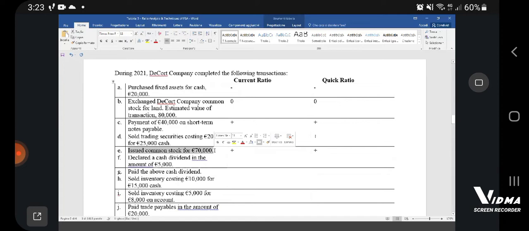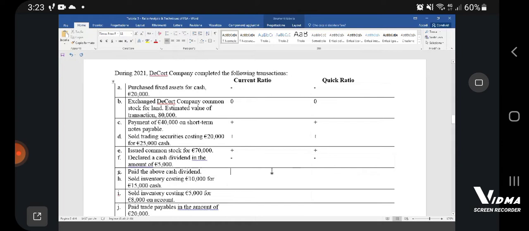Declare the cash dividend. When we declare the cash dividend, remember, declaring the dividend does not mean that we are paying that. But if we declare the dividend, we assume a liability. That means that we will show the liability of payable dividends under the current liabilities. Okay? So the current liabilities will increase. That will cause the decrease of the current ratio and the quick ratio as well. Why? Because the current liabilities will increase by the value of the declared dividend.